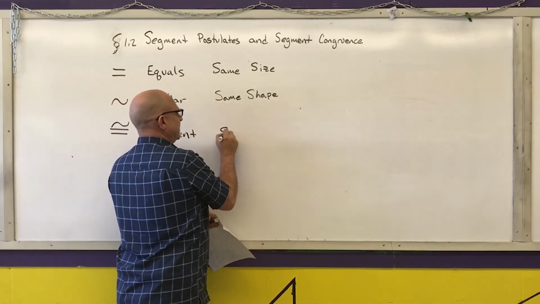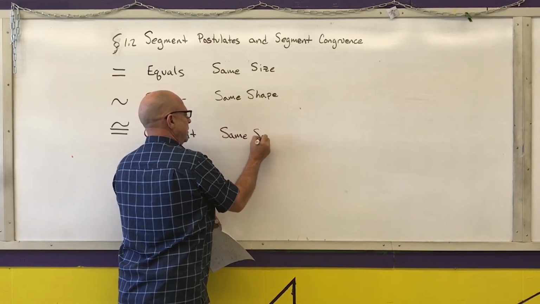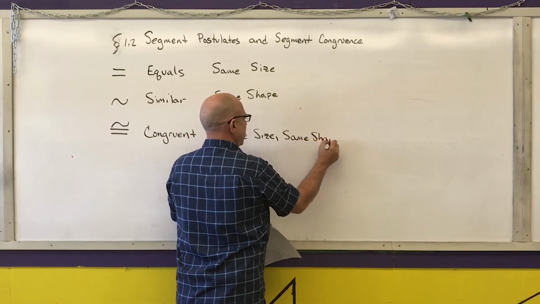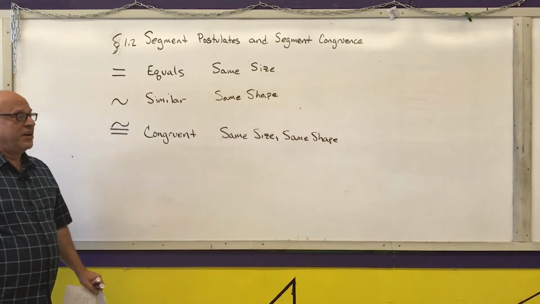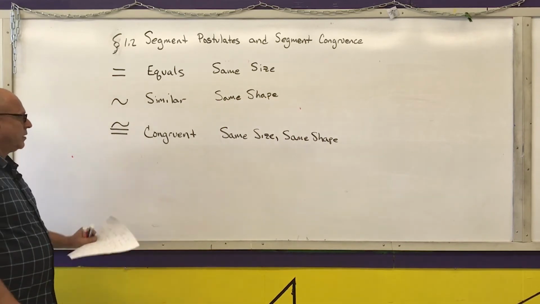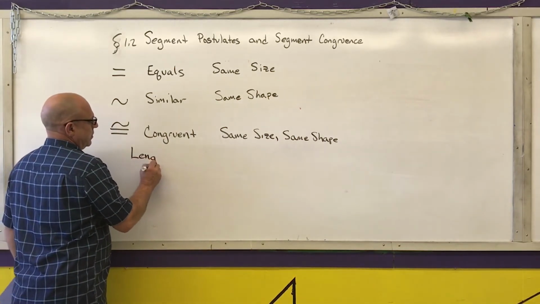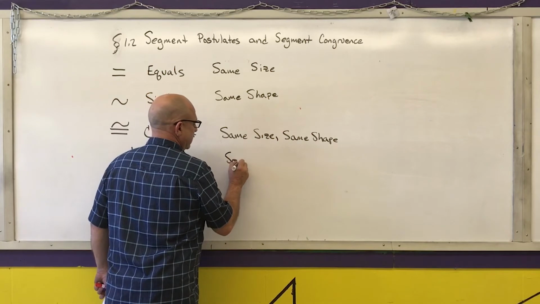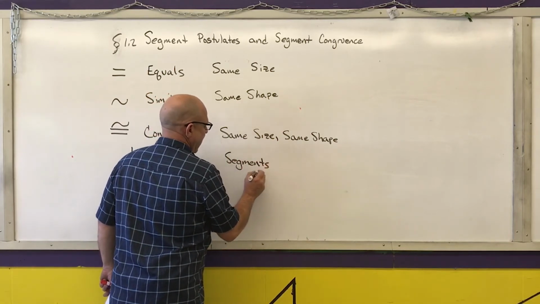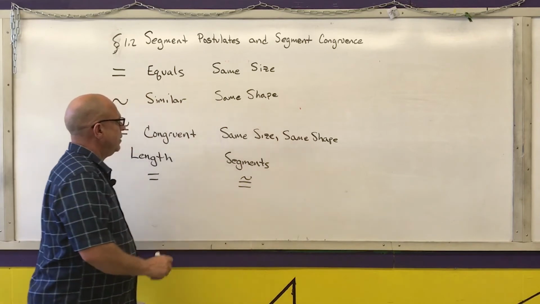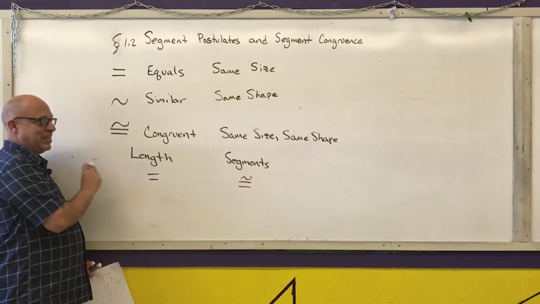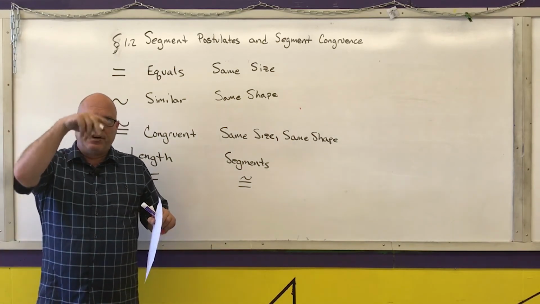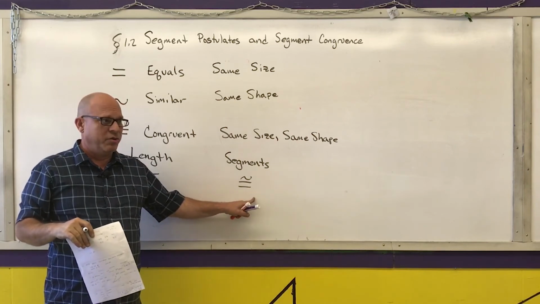And it means that something is the same size and the same shape. Here's the big thing I want to warn you about. Lengths are equal to each other. Segments can be congruent to each other. So if two segments have the same length, we could call those segments congruent, okay? But as soon as I put the L in front of it or drop the segment symbol, I can no longer use the congruent symbol.